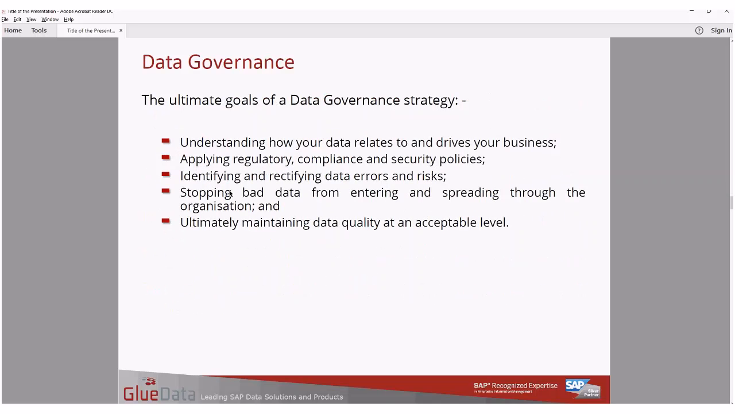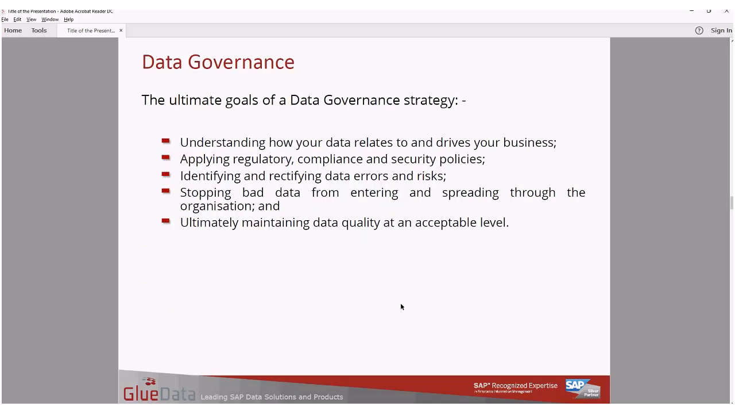Okay, there are some goals, and this is quite important to keep in mind when looking at Information Steward as a solution. We want to understand how the data relates to and drives our business. We want to apply governance for regulatory, security requirements, etc. We want to identify these errors and risks, and we want to be able to fix them.